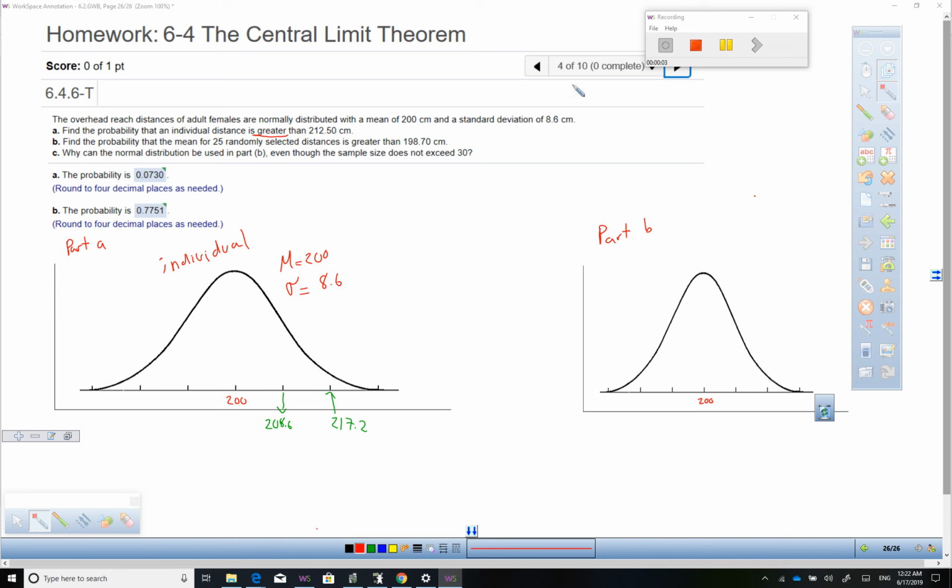Problem number 4 on section 4, chapter 6. For this problem, you have a normal distribution with a mean of 200 centimeters and a standard deviation of 8.6. So this is going to be the individual normal distribution. It says find the probability that an individual's distance is greater than 212.50.